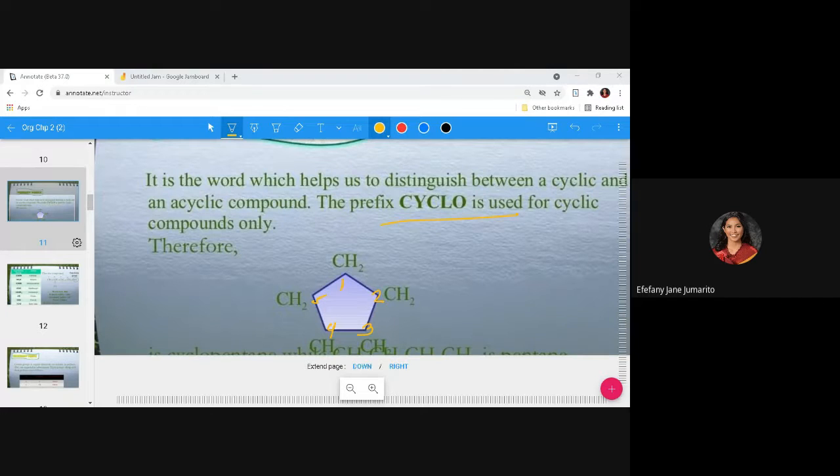Okay, Daph, when you name, you count first the number of carbon atoms. Now, if it's 5 carbons, it is pent. It is not hex because it is only 5. When it's hex, it should be 6. Okay, ma'am.